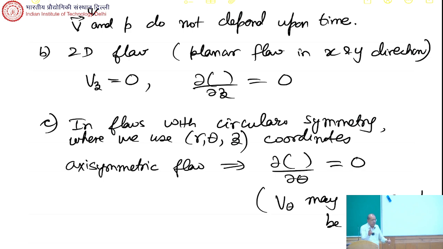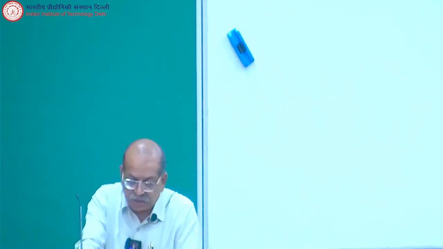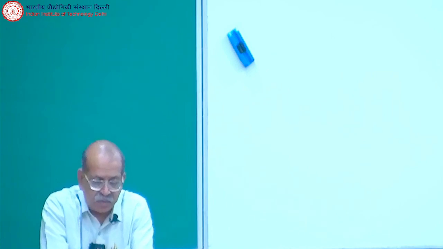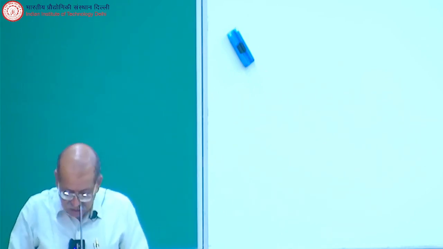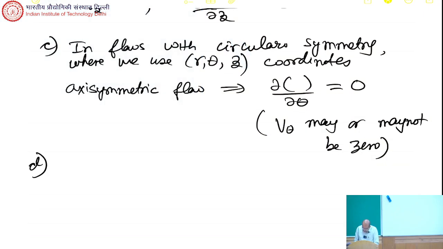We could have a case of flow around a spinning cylinder. So if the flow is about a spinning cylinder, V theta will not be 0. But still, if it's around a cylinder, things may not change circularly with respect to theta direction if there is a circular symmetry. And that is what we call axisymmetry, and this simplification is often used.